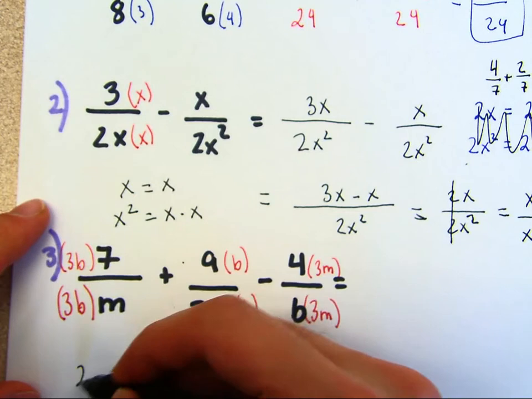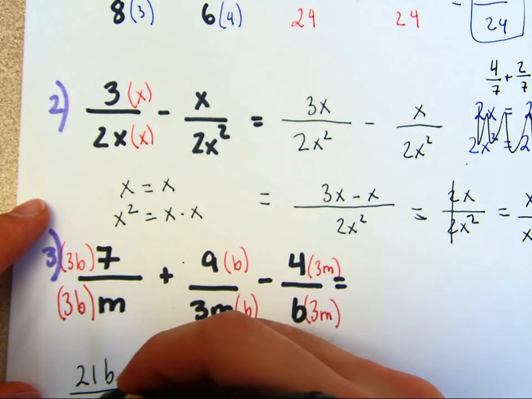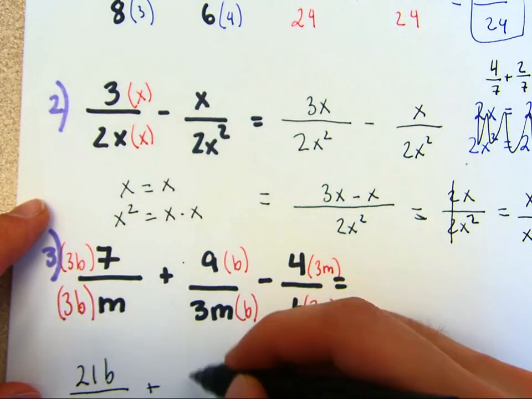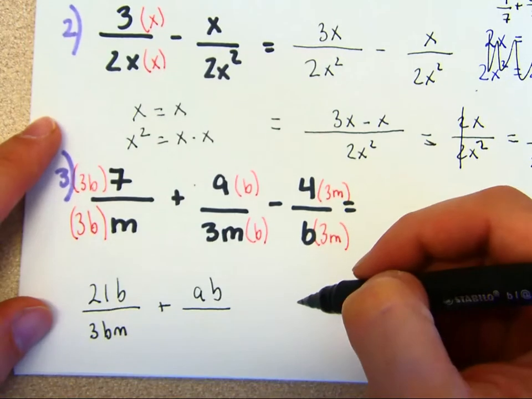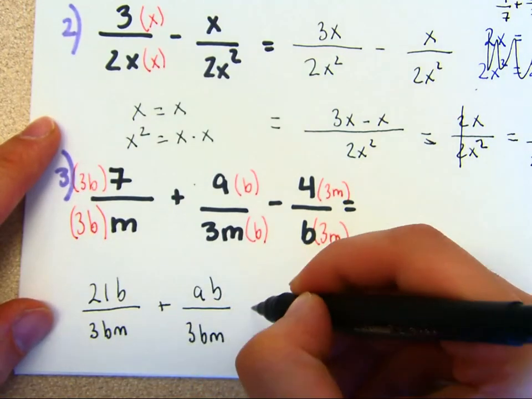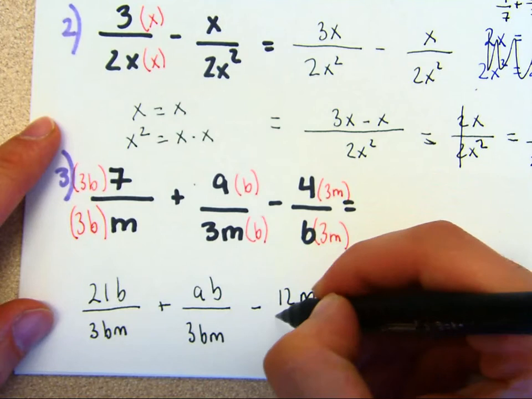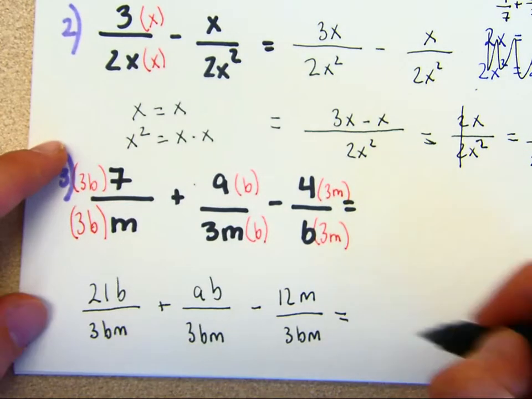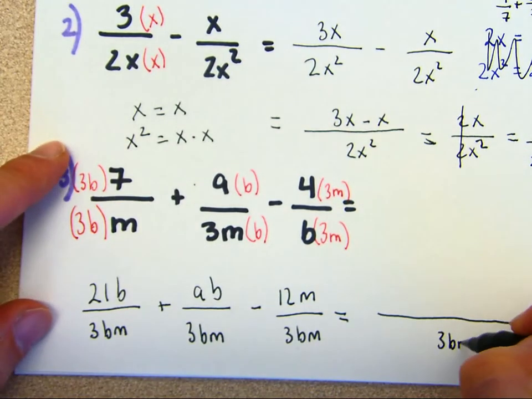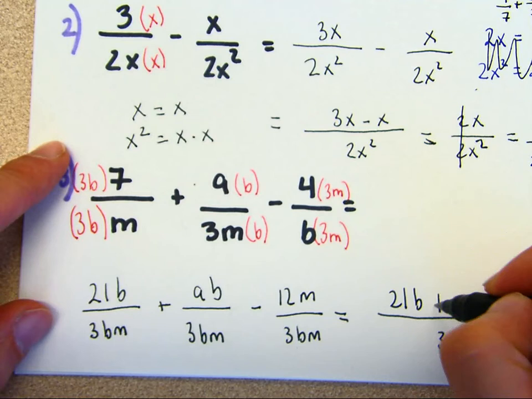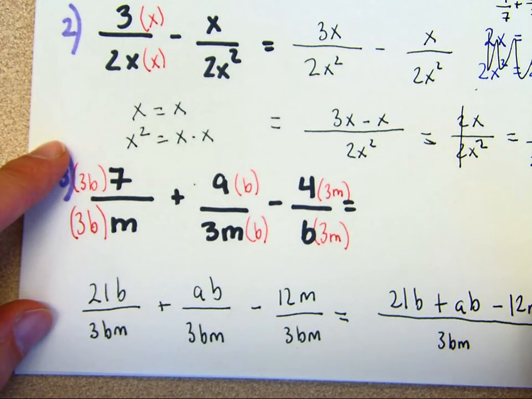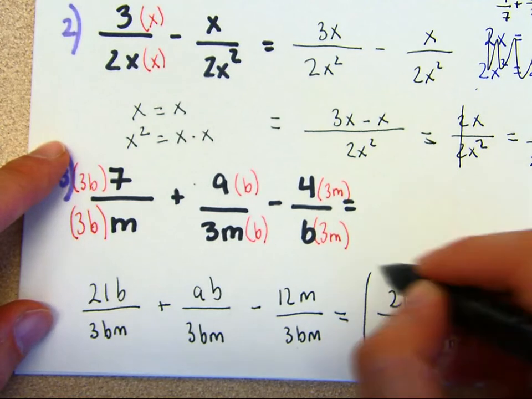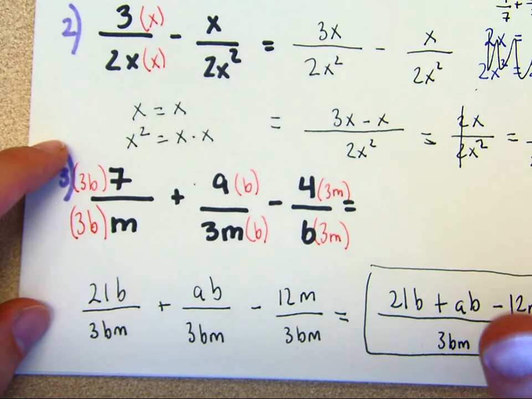This is 21b over 3bm plus ab over 3bm minus 12m over 3bm. And notice that all the denominators have a 3bm, so we can put everything together. So then this just becomes 3bm on the bottom, and this is 21b plus ab minus 12m. And then you should ask yourself, can I simplify further? And you can't, okay? But then this is what it will combine to.